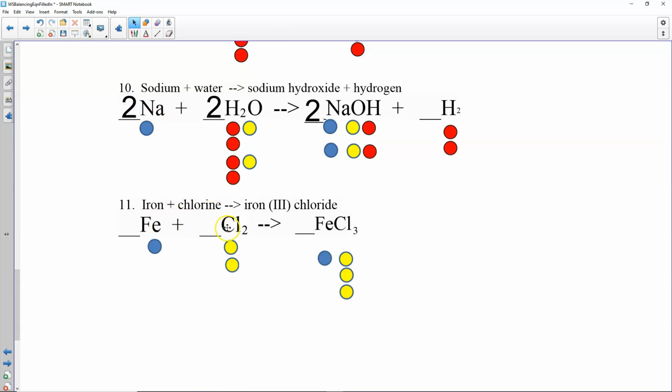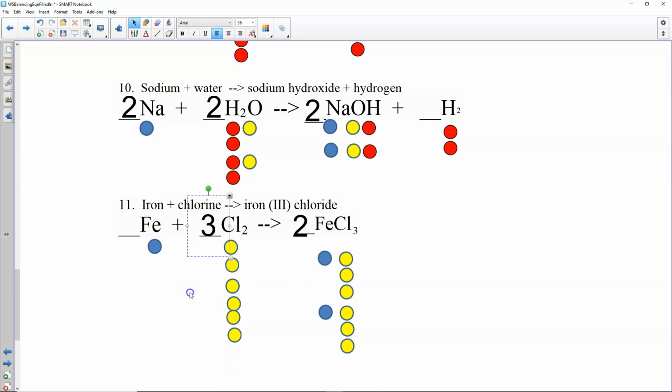Iron plus chlorine going to iron 3 chloride. Iron is currently balanced, chlorine isn't, so we could add some more chlorine first to the left. That's still not balanced, so we could add some more iron chloride to the right. So we've now got 2 of those. We still haven't got enough chlorine on the left, so we need to add some more chlorine here, like so. And irons, we'll need to have 2 there to balance it.